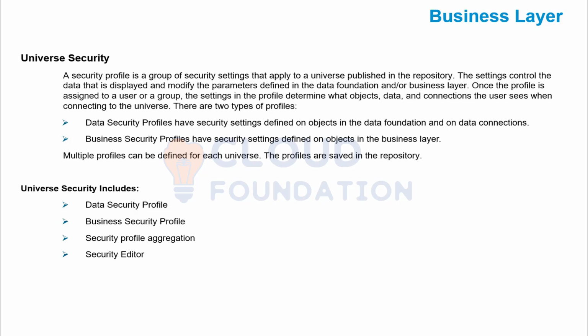So for those critical universes, they'll create some user profiles and assign the security so that only the users who need the access will get the access to those universes. They can create the reports and see the data. For all other users, the universe cannot be viewed or retrieved for their reporting purpose. That setting can be achieved by using a data security profile or business security profile.